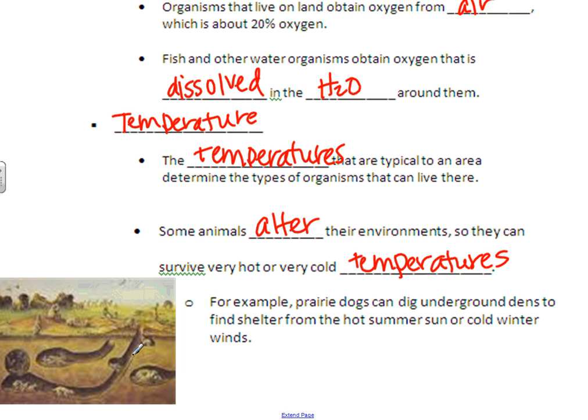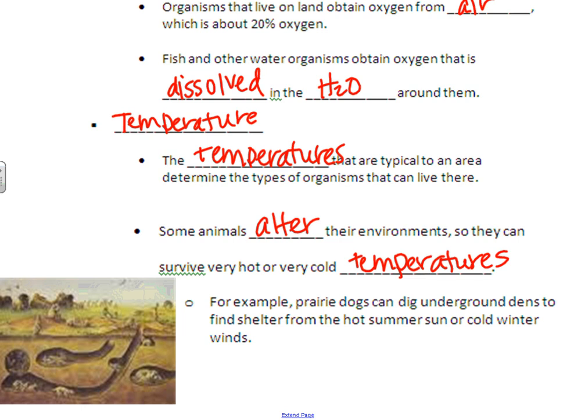Also in the winter, again, because you don't have trees, then you don't have the trees to break the cold winter wind. And so in the winter, they use those caves and those dens to protect them from the cold winter winds. So they're able to adapt behaviorally and what they do to be able to survive the very hot or very cold temperatures.